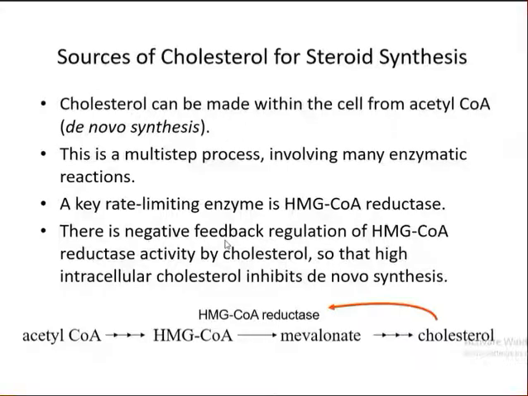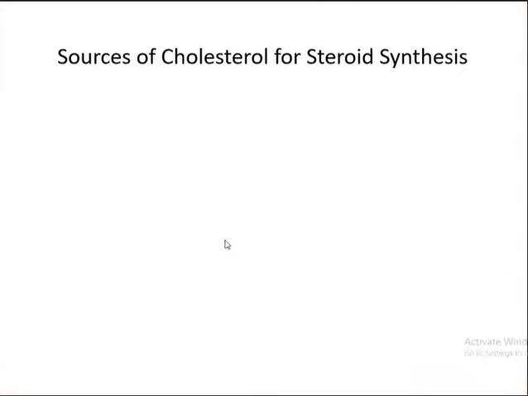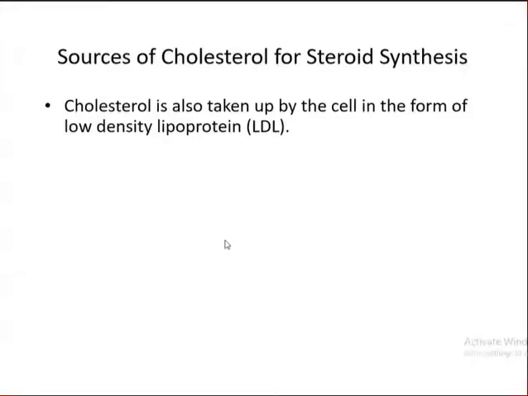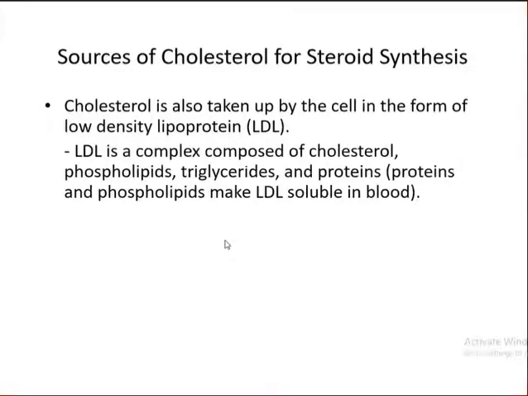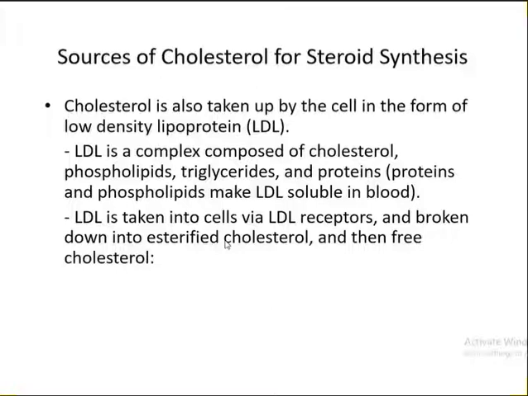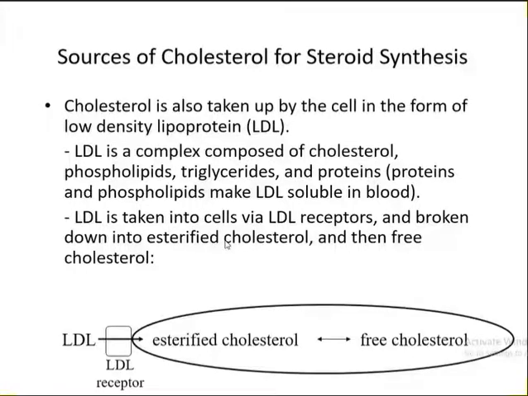Another source of cholesterol for steroid synthesis is cholesterol taken up by the cells in the form of low density lipoprotein, LDL. LDL is a complex composed of cholesterol, phospholipid, triglyceride, and proteins. Then LDL is taken in by the LDL receptors and broken down into steroid cholesterol esters and then free cholesterol. So this is how free cholesterol is liberated from LDL. Now there is an equilibrium between the esterified cholesterol and free cholesterol.